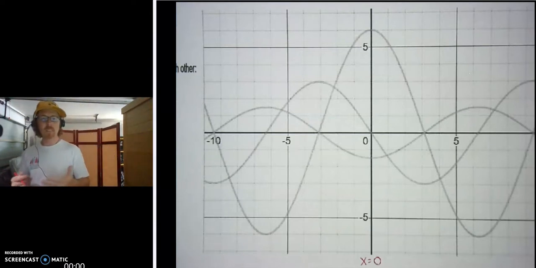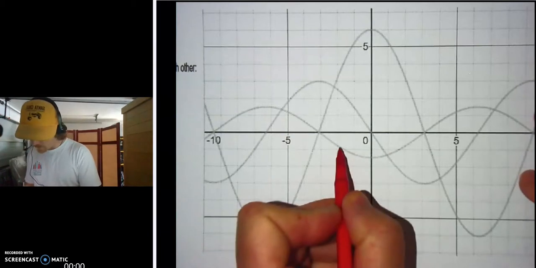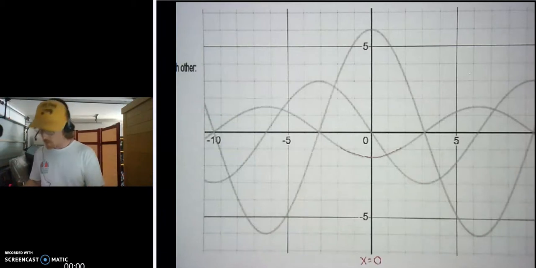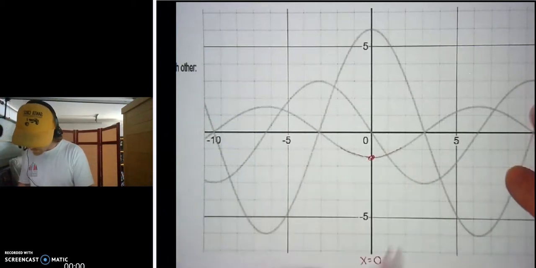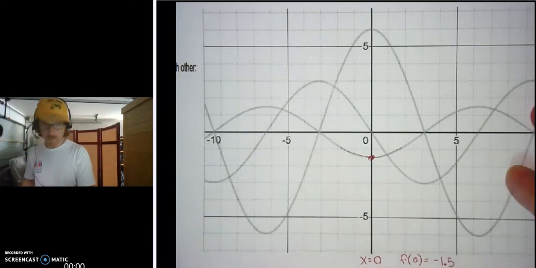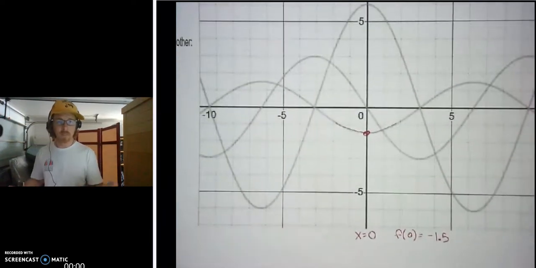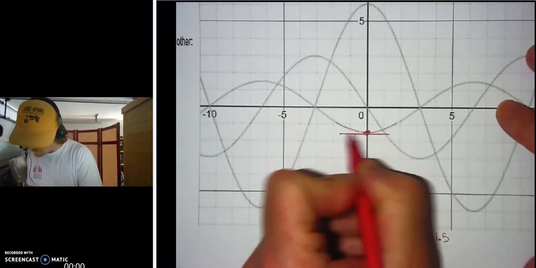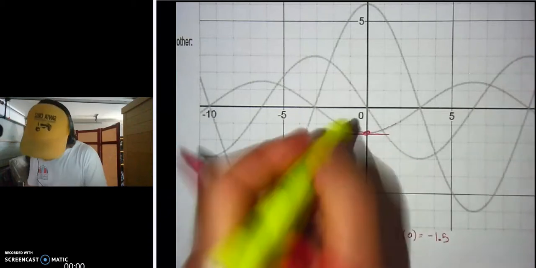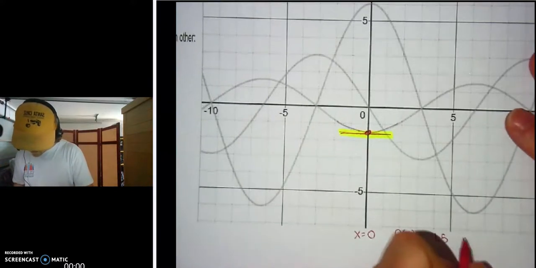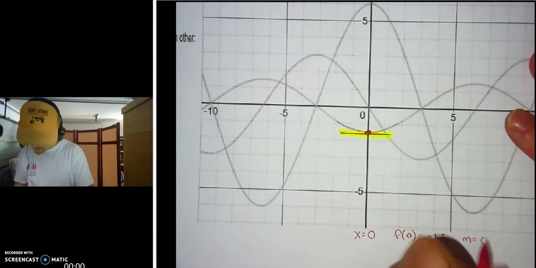Let's guess, and pretend that this curve here is the function. If this is the function, then the function at 0 is about negative 1.5. That's what that point appears to be; I'm just estimating. Now the slope of the tangent line at this point seems to be pretty horizontal, pretty flat. So I could say that the slope at this point is 0.